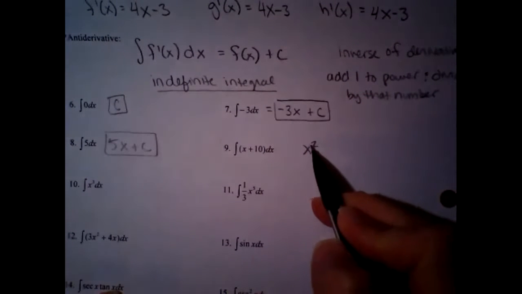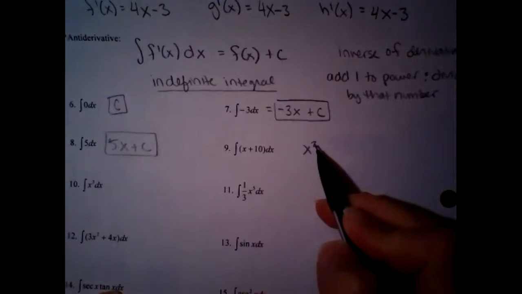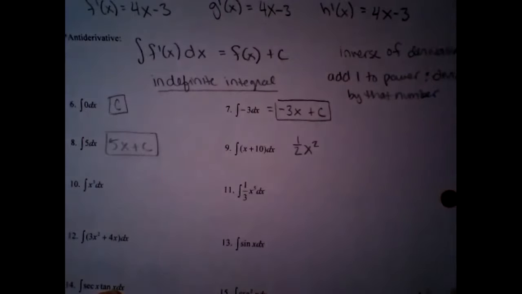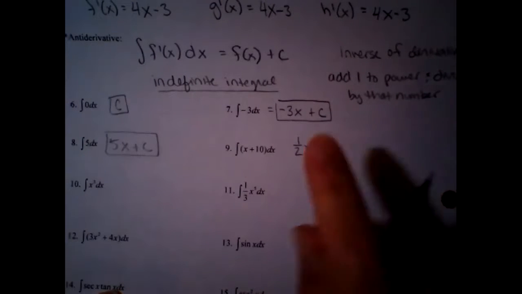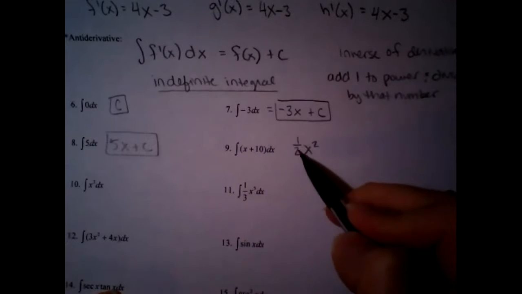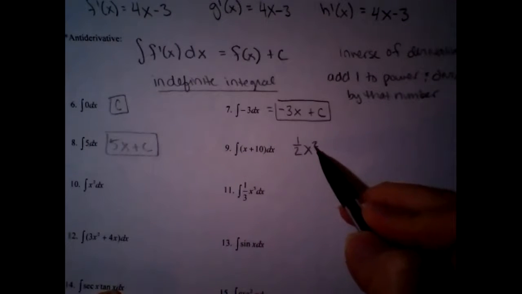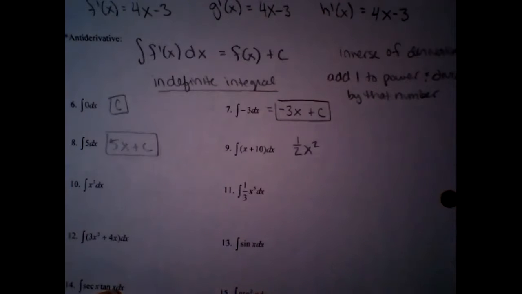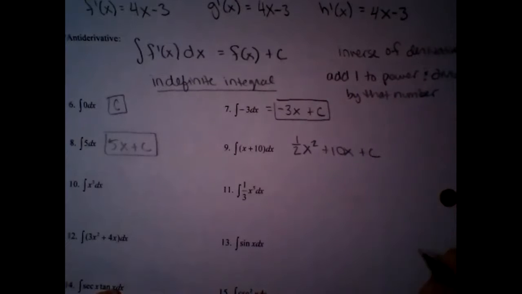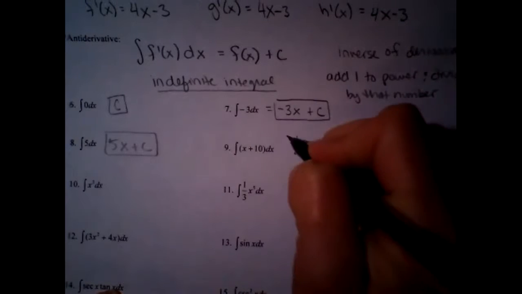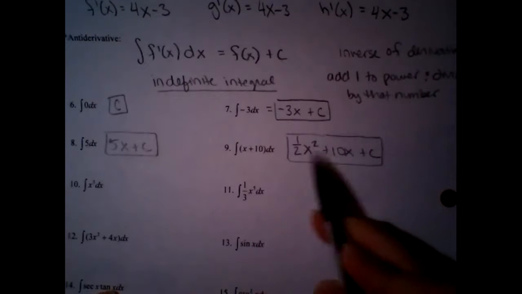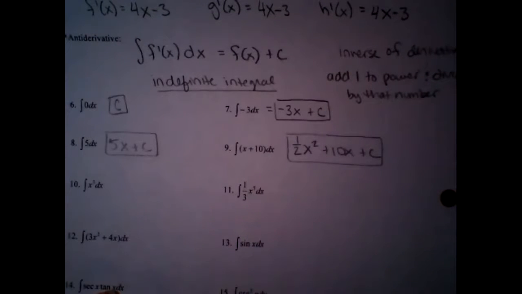And then you divide by whatever that is. So we're going to have to divide by 2, which means I'd put a 1/2 out front. Or you can just put the whole thing over 2. But if you did the derivative of this, you would get x. You would multiply the 2 down, they would cancel. You would subtract 1 here, and you'd have x to the first. And then for the 10, you're going to need a plus 10x, and then plus c at the end. You can always check your work by doing the derivative. If you do the derivative of this, you should get what's there.